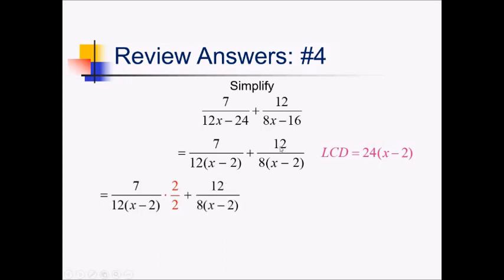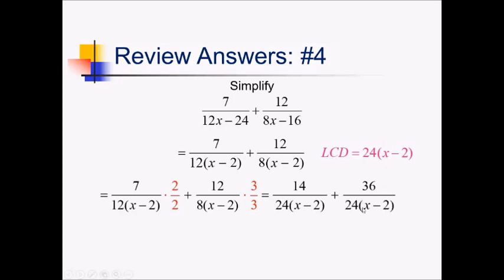For this other fraction, I've already got the x minus 2, but this 8 needs to be a 24. So I'll multiply by 3 over 3 to make that happen. Let's actually multiply now. So 7 times 2 gives me 14 in that first numerator. Downstairs, I've got 24 times x minus 2, which is what I was aiming for because we were trying to get the LCD down there. For the second fraction, 12 times 3 gives me 36 up there. And again, we have 24 times x minus 2 downstairs.